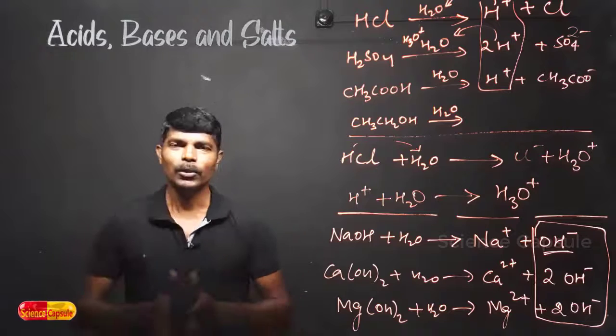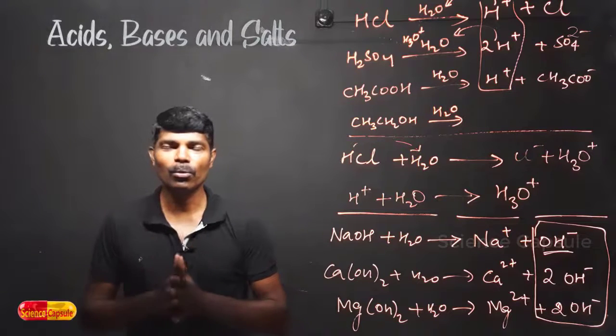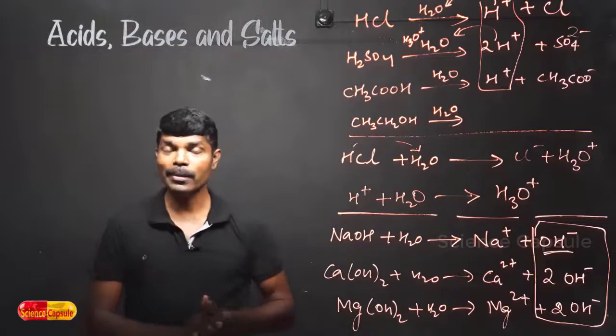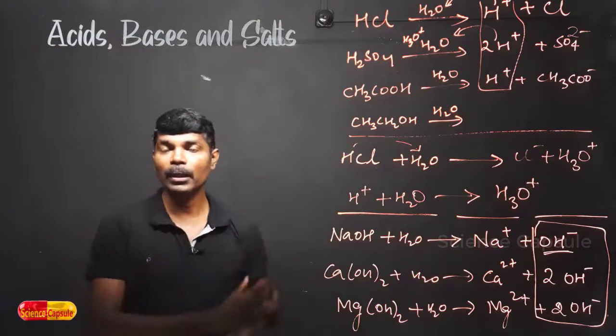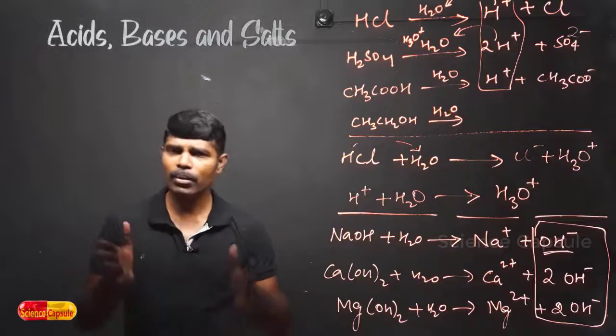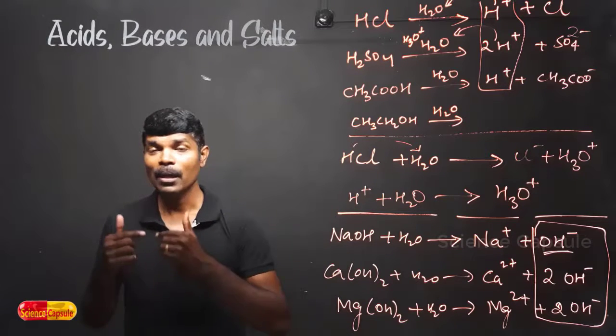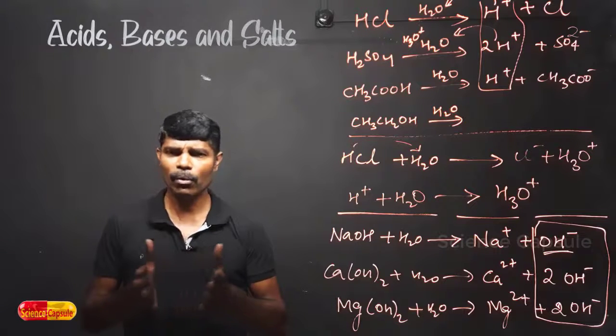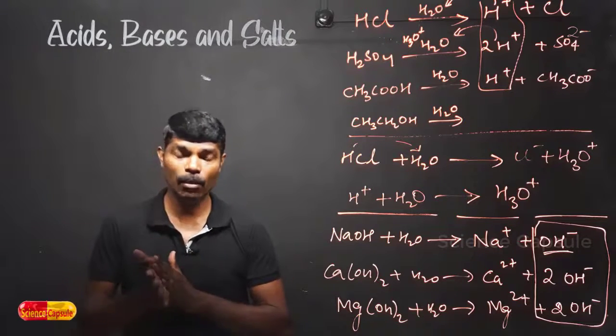Got it, children? So dear students, at this point you should know what is a dilute acid, what is a concentrated acid, what is dilute base, and what is concentrated base. Dear students, the acid which has some quantity of water, we call it a dilute. If no water is there, then we call it concentrated.